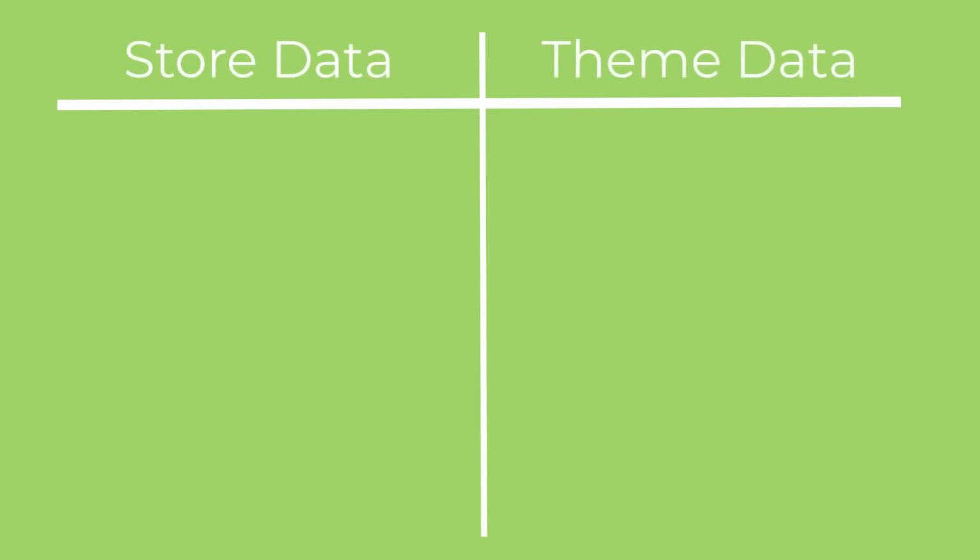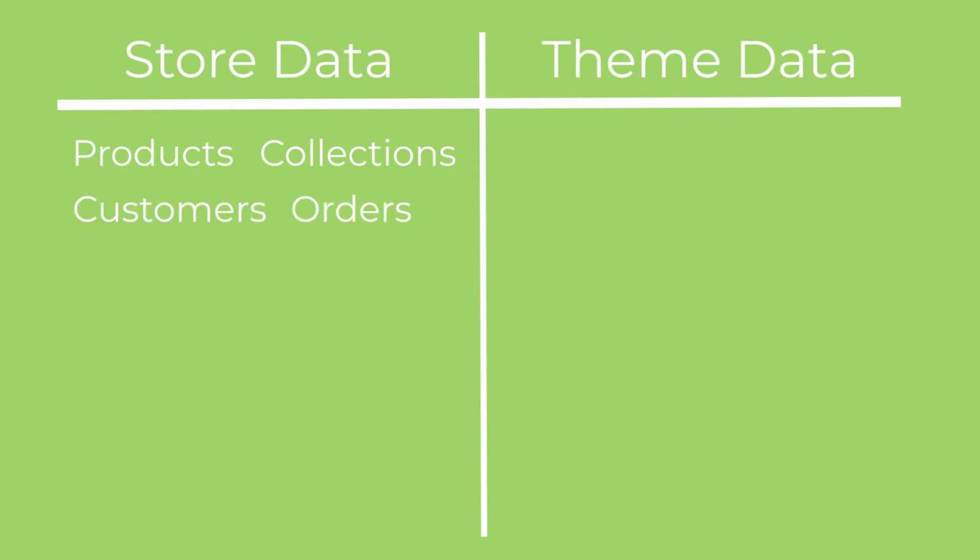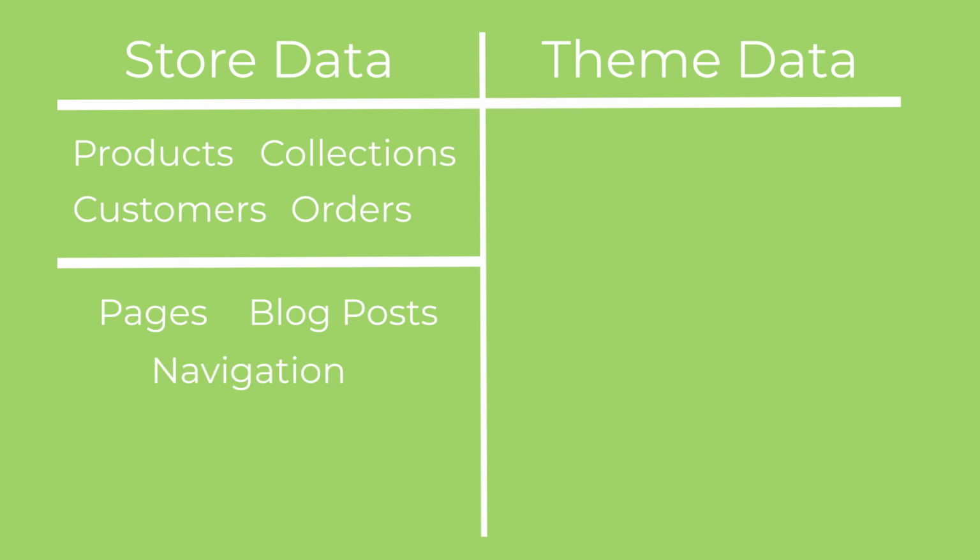So now that we've taken a look at the theme data in more depth, let's summarize the two. So here we have a table with store data on the left and theme data on the right. In store data, you've got things like products, which are very central to your store, collections, which are closely related to products, and then you've got customers and orders, things that you might not show on your online store to the end user, but are also quite central to your e-commerce business. That kind of summarizes the main data points within your actual store, but then you've got stuff that's specific to your online store sales channel, like pages, blog posts, and navigation, as we previously saw.